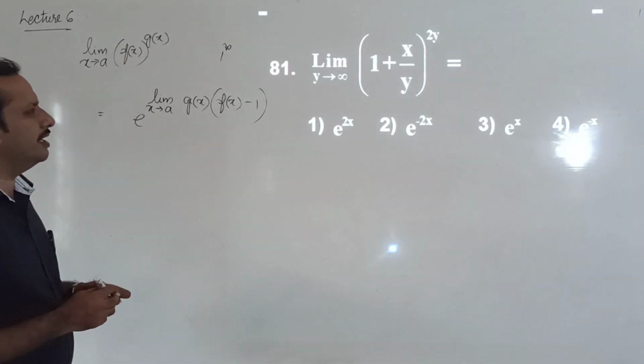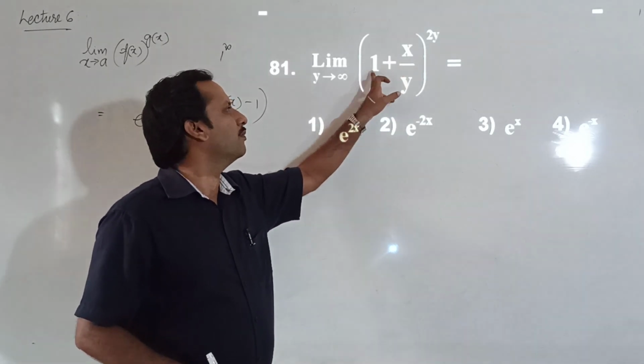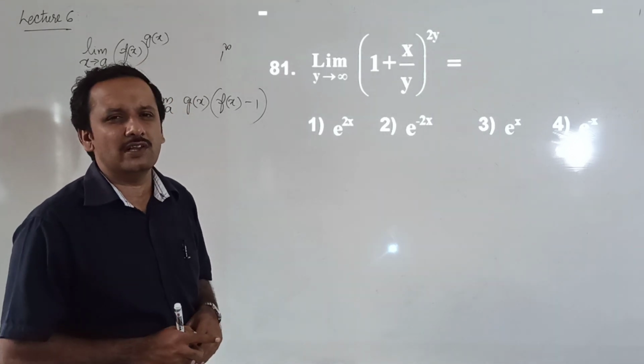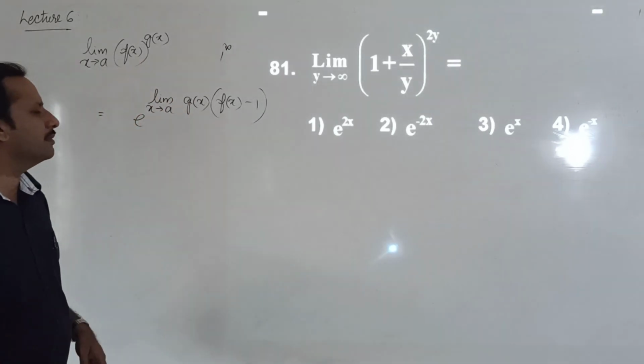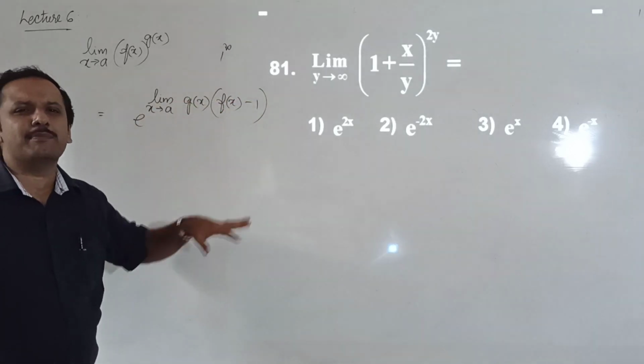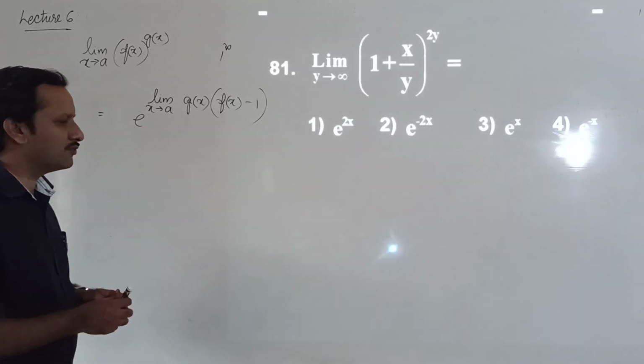If I directly apply the limit as y tends to infinity, then this x by infinity will become 0. 1 plus 0 is 1. Power 2y is there. Y is tending to infinity. So, the power will also tend to infinity. This problem is also of the type 1 power infinity. When we directly apply the limit, we are going to get 1 power infinity form. So I am using this formula.